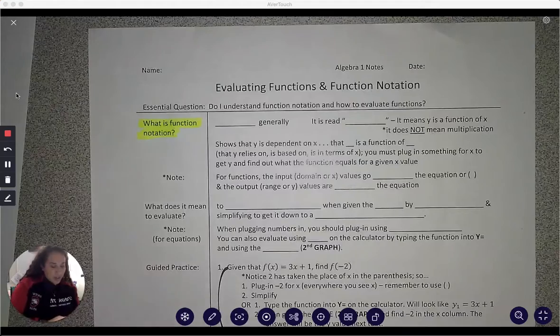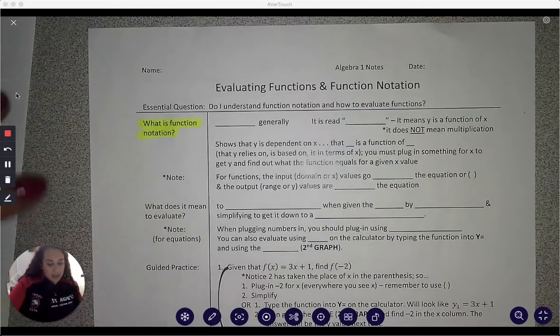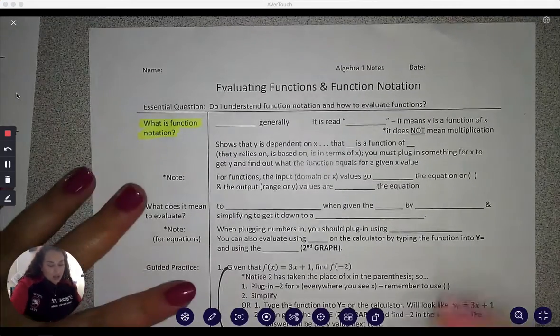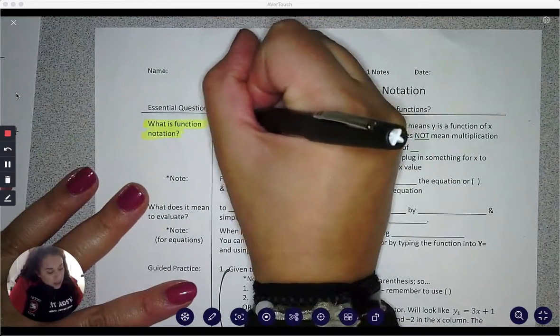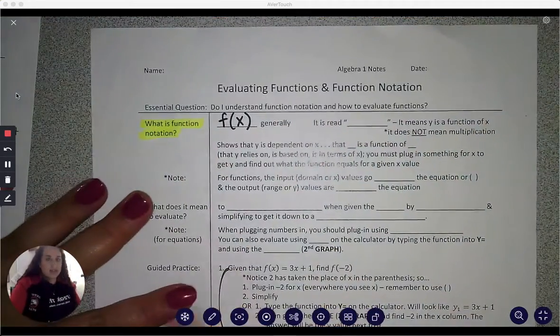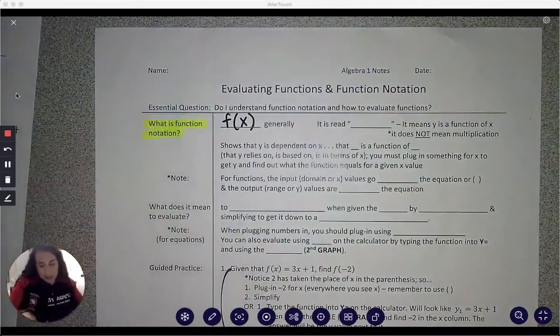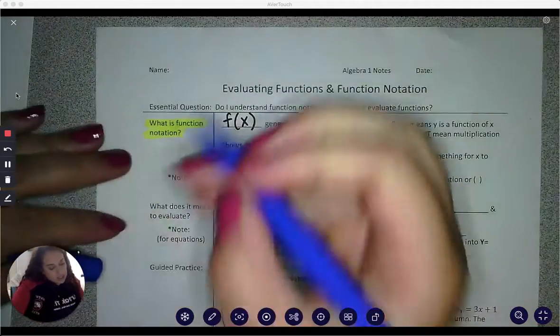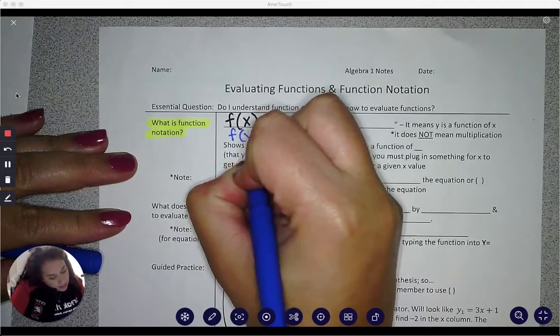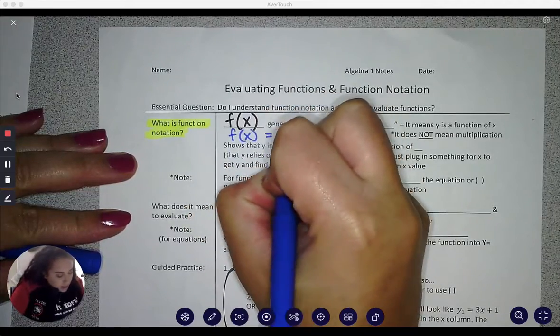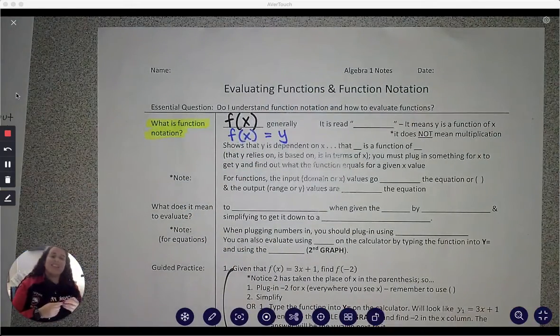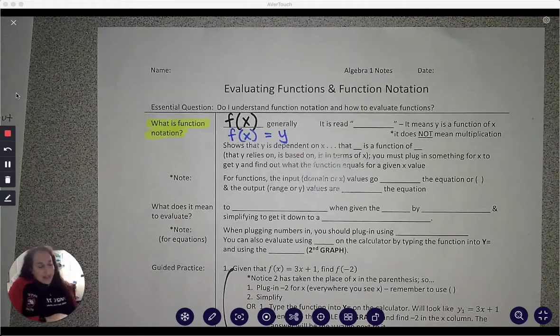You guys are used to seeing y equals. In general, we like to use f of x. F of x is the same thing as y. Okay, they mean the exact same thing. It's just that now that we're getting more into Algebra 1 and other maths, we start to use f of x.